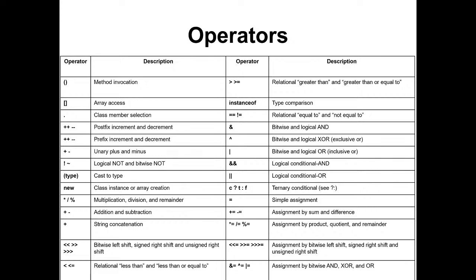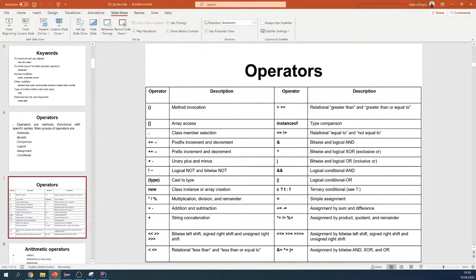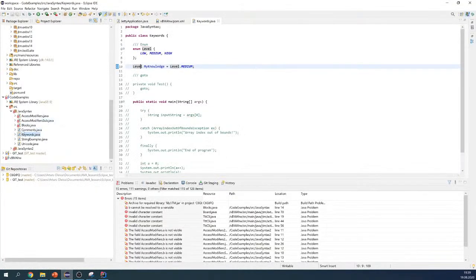The first one is the brackets, which point to a method call, square brackets for an array, and dots to select the right section of the class or object, then postfix increment and decrement, and prefix increment and decrement. I think we can talk about them even now, just to understand the difference between postfix and prefix increment and decrement.